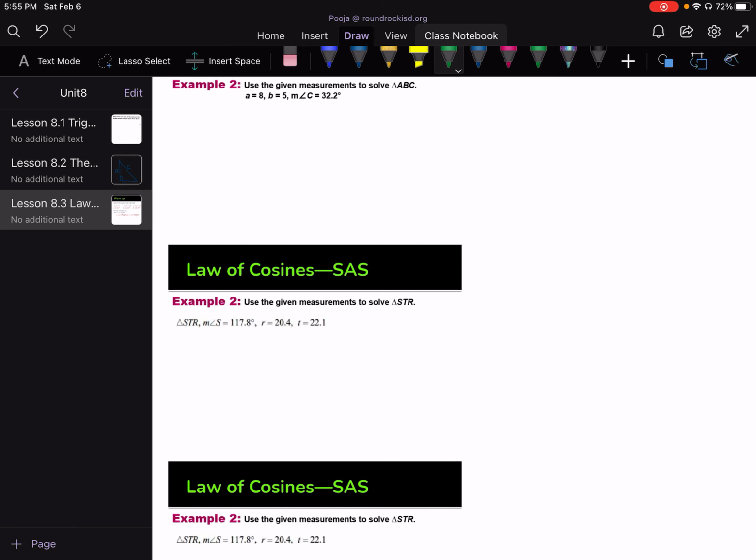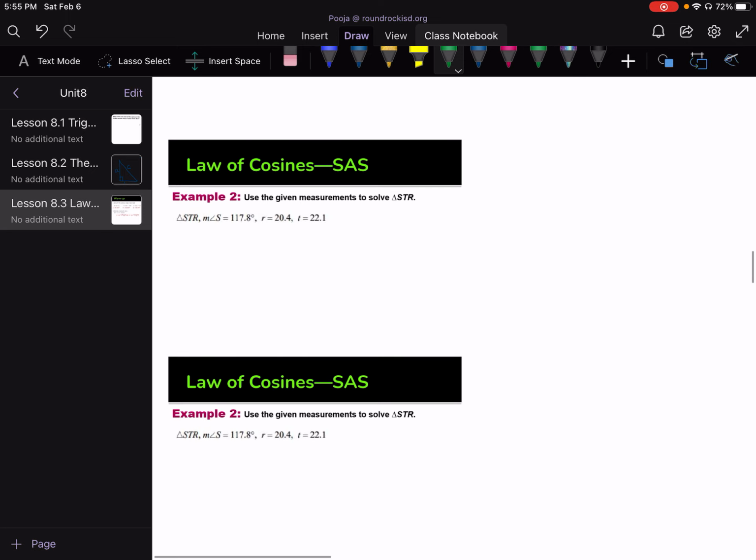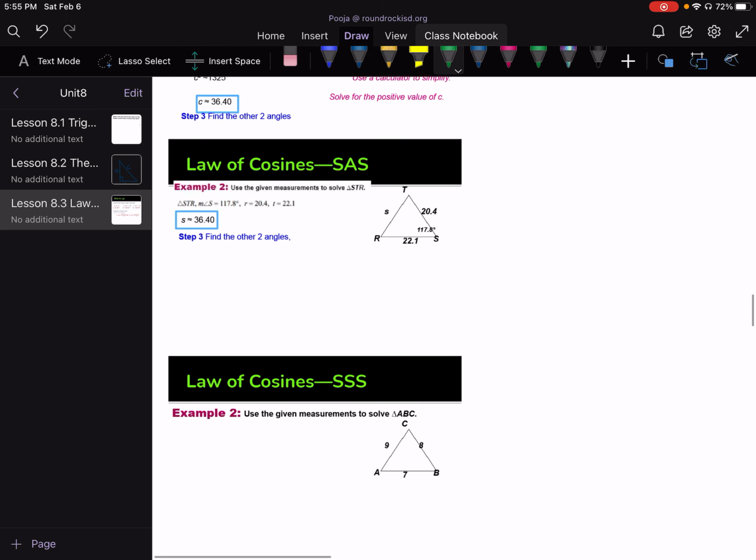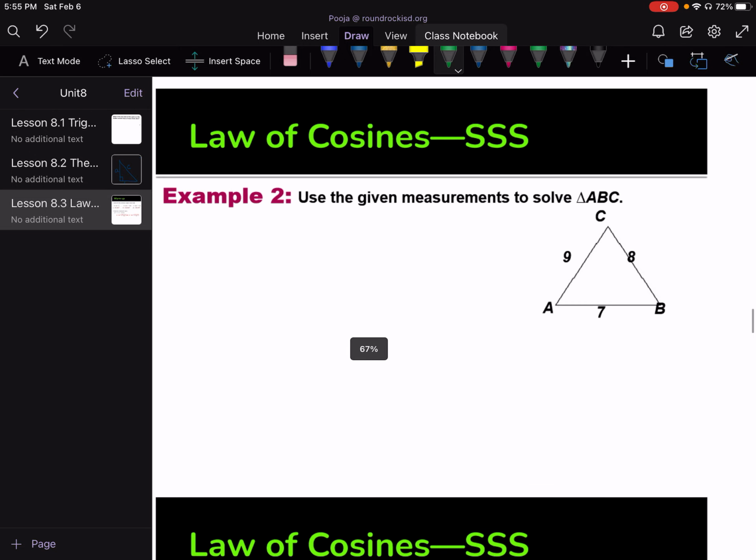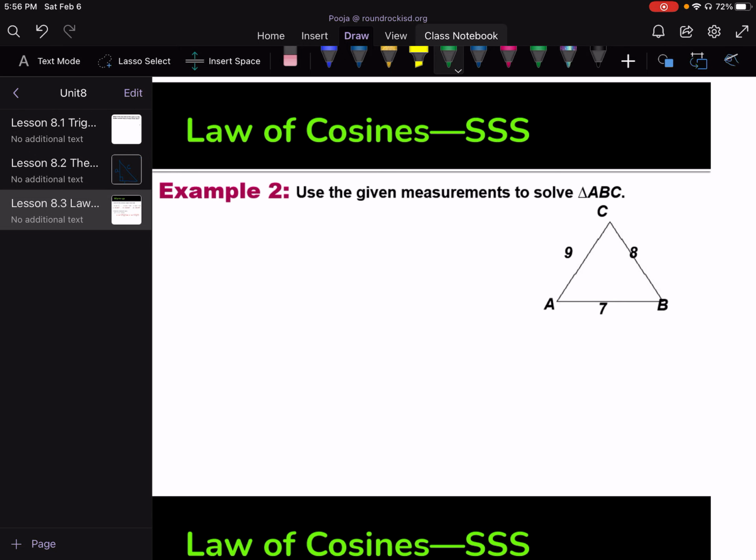There's another example here. See if you can practice this. I want to show you one more example. There, look at this one. Use the given measurements to again solve angle ABC, which means I have to find everything else that's missing.